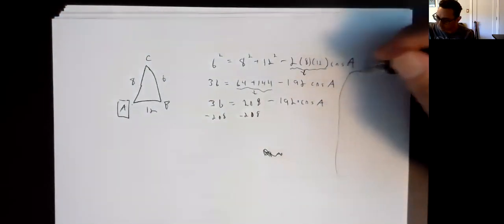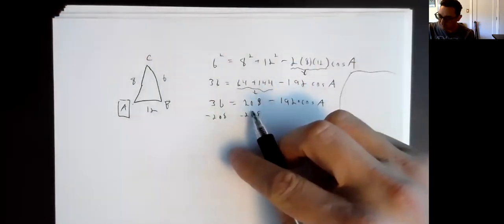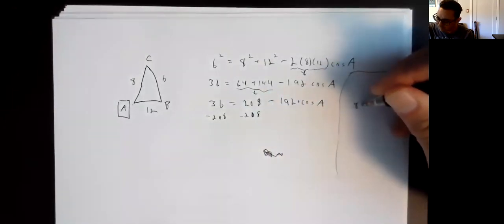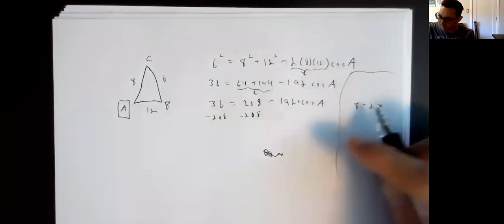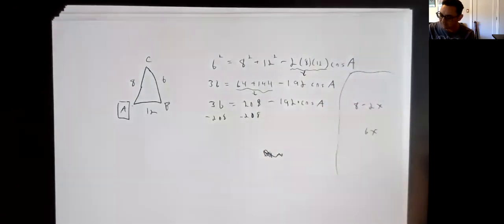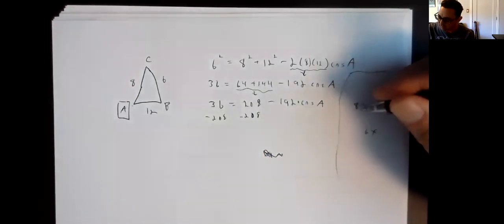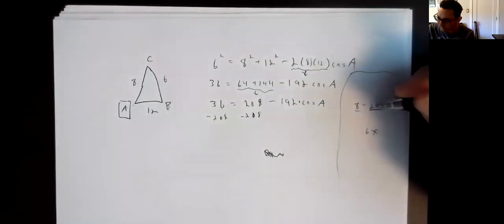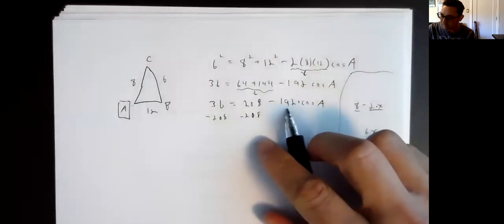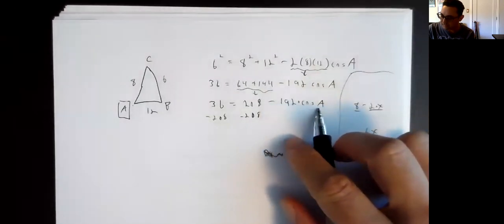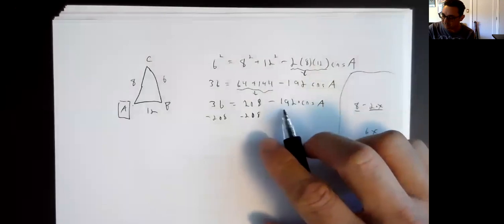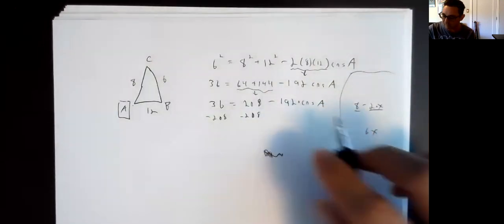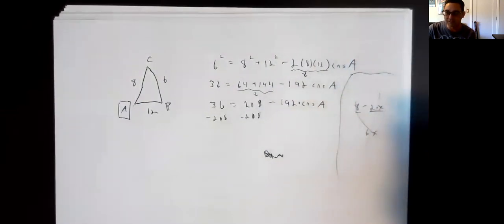Side note, sidebar. The reason you can't do 208 minus 192 times cosine of A is that it would be like taking 8 minus 2x and saying, oh, well, 8 minus 2 is 6, I'll just get 6x. You can't do that because 8 and negative 2x are not like terms. The only thing negative 192 cosine A can subtract with is another number with a cosine A attached to it. There's no cosine A here, so they're not like terms. All right, so that doesn't work.